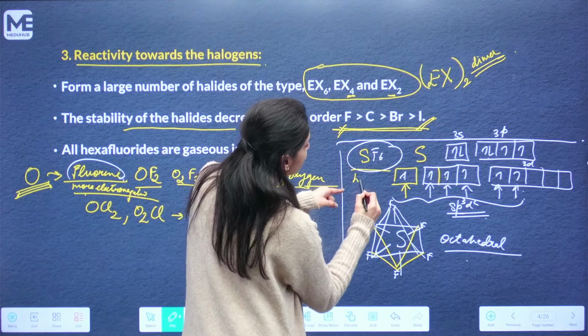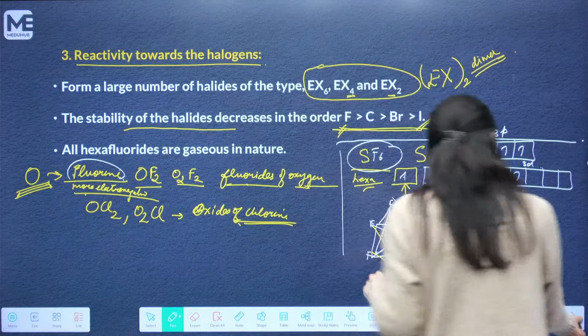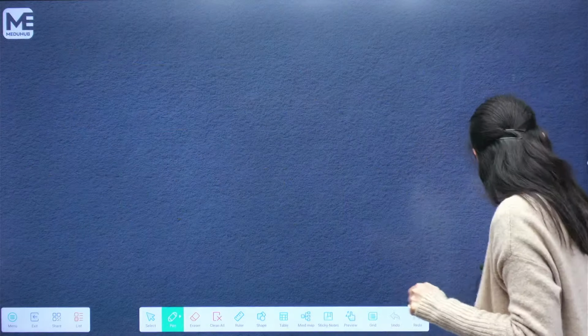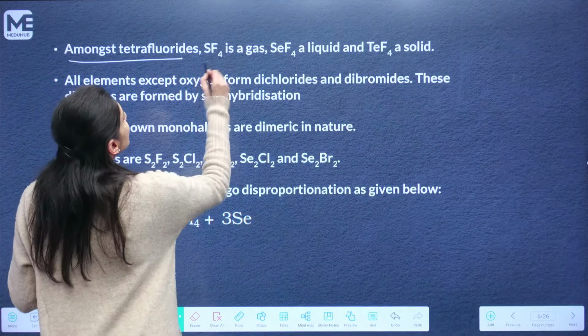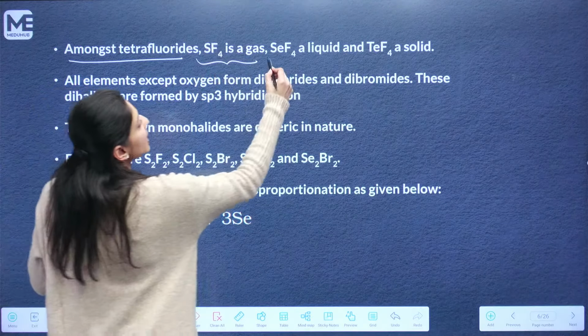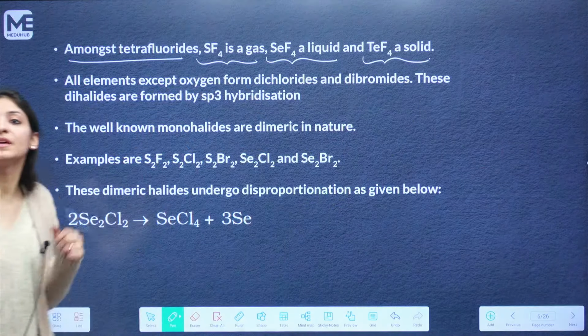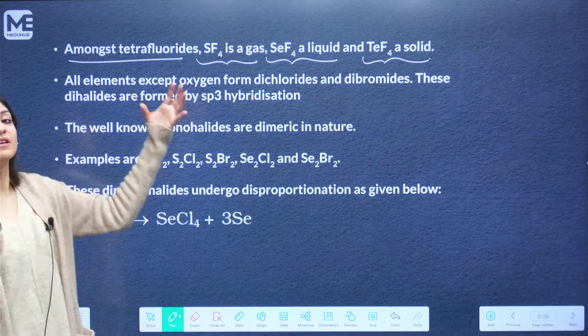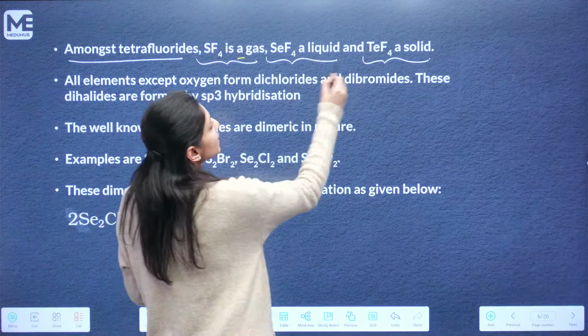So all hexahalides will have an octahedral structure. Among the tetrafluorides, SF4 is a gas, SeF4 is a liquid, and TeF4 is a solid. That is expected because on moving down the group, size increases, the van der Waals forces of attraction are also increasing, hence gas, liquid and solid.